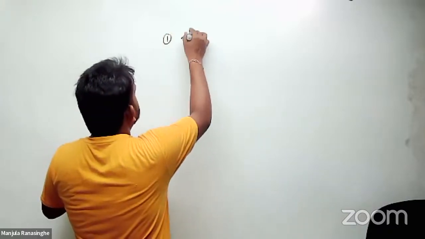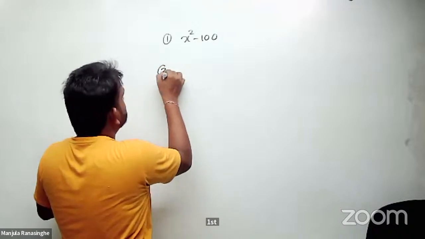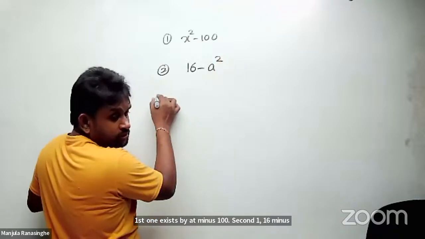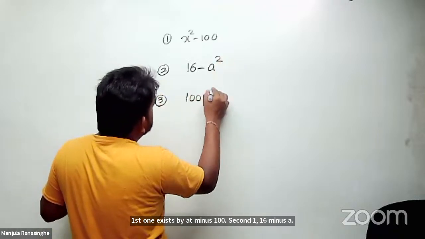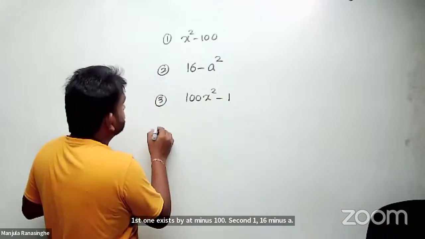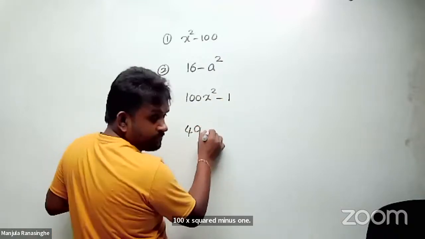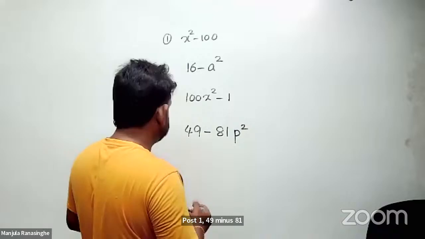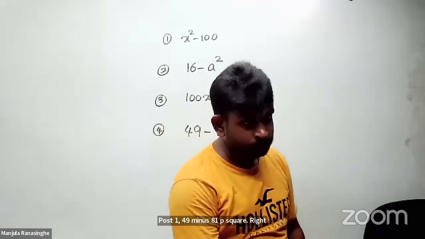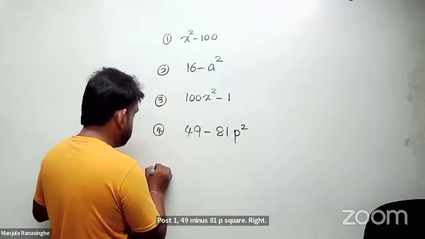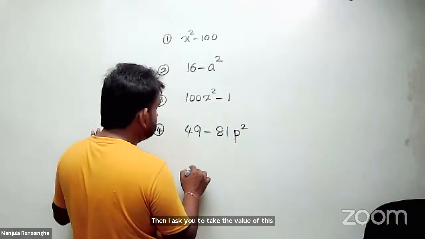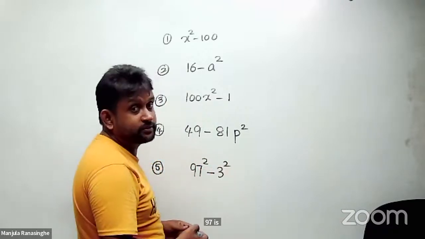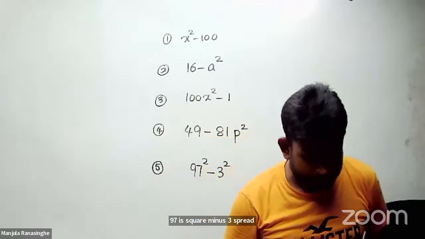First one, x squared minus 100. The second one, 16 minus a squared. Third one, 100x squared minus 1. Fourth one, 49 minus 81p squared. Then I ask you to find the value of this one: 97 squared minus 3 squared, using the difference of squares.